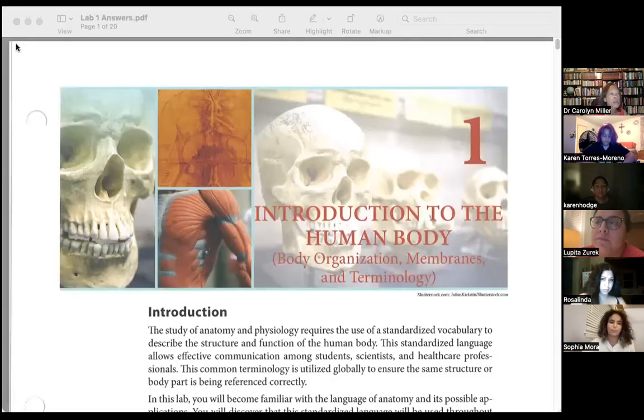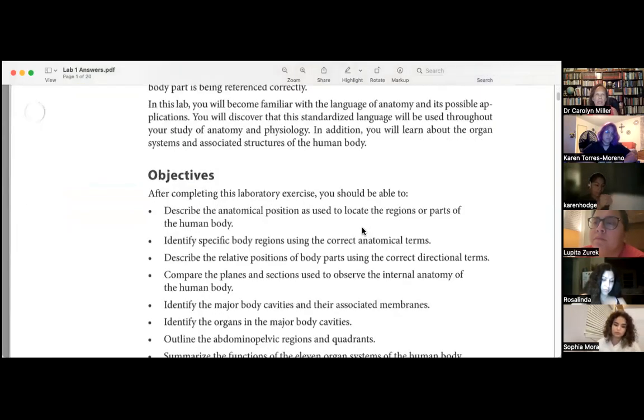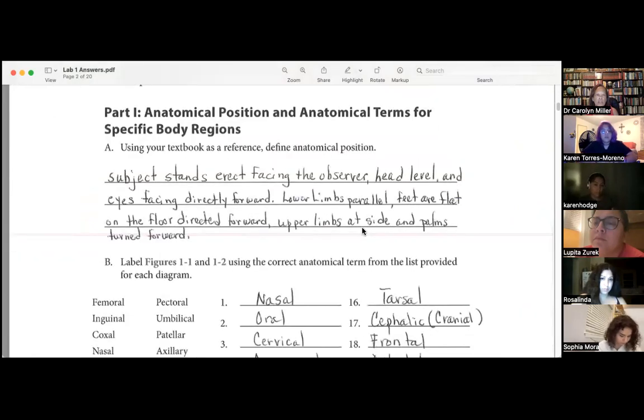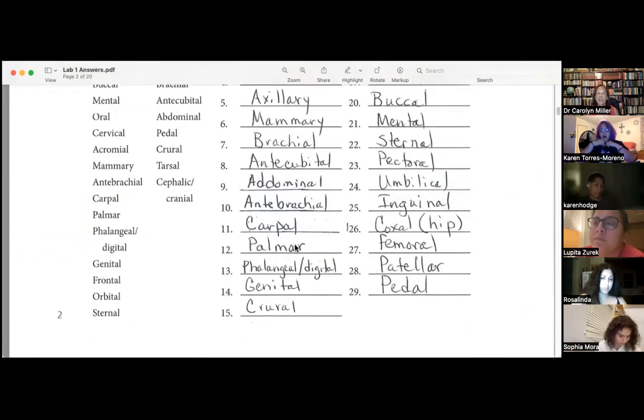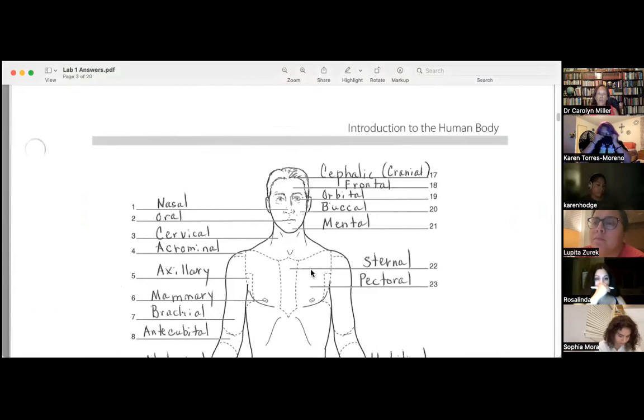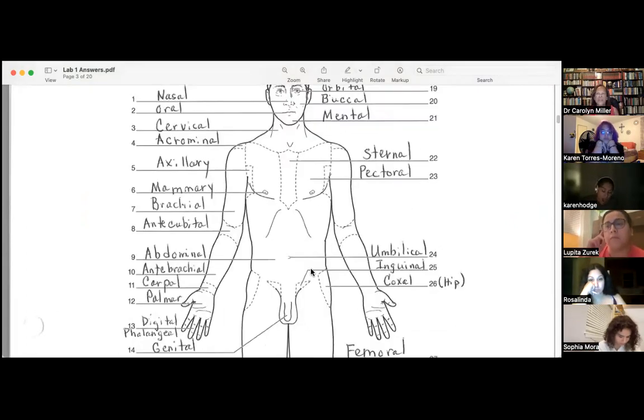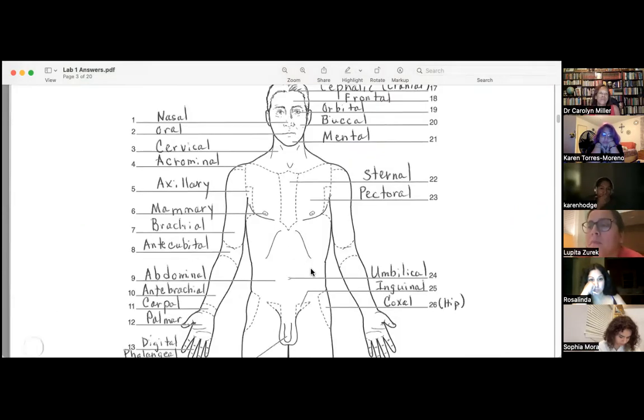Here is lab 1. Again, you'll need to know the terminology. This diagram could be on the test, but I can't ask you 25, 26 questions. So I may ask, what is this, nasal? What is this, acromial? What is this region? The mentalis muscle is here. The frontalis muscle is here. The buccinator muscle is here.